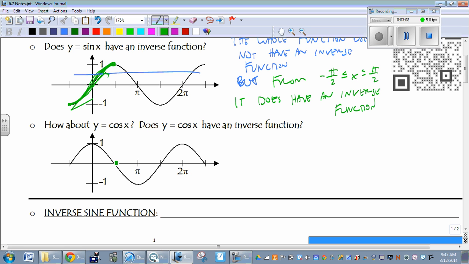For cosine, we're looking at x from 0 to pi. And that's how we get our inverse function, just looking at that part and taking the inverse of that.